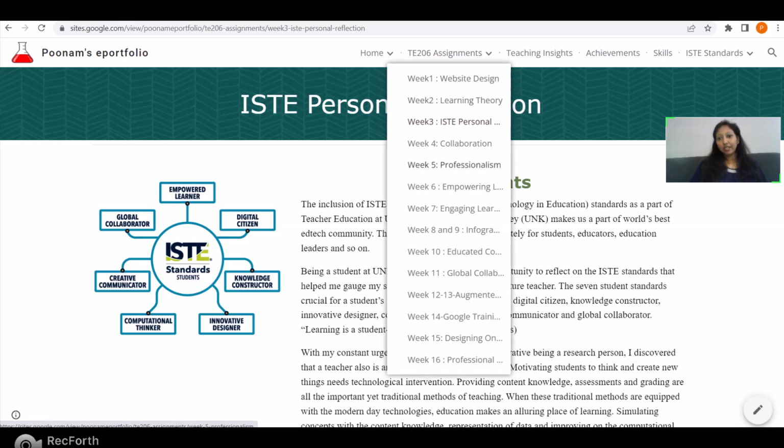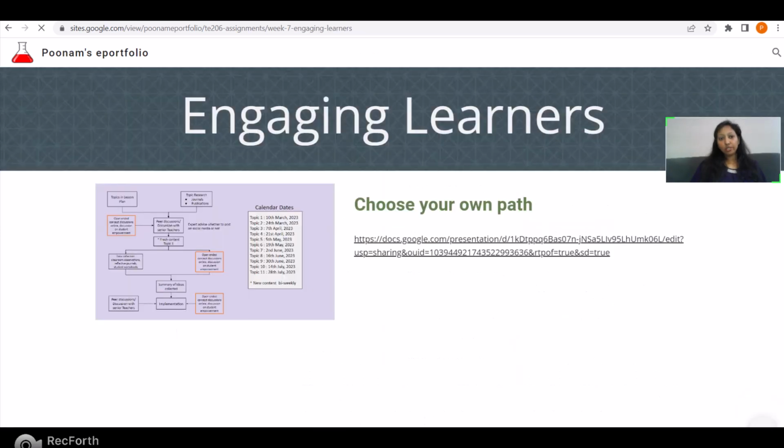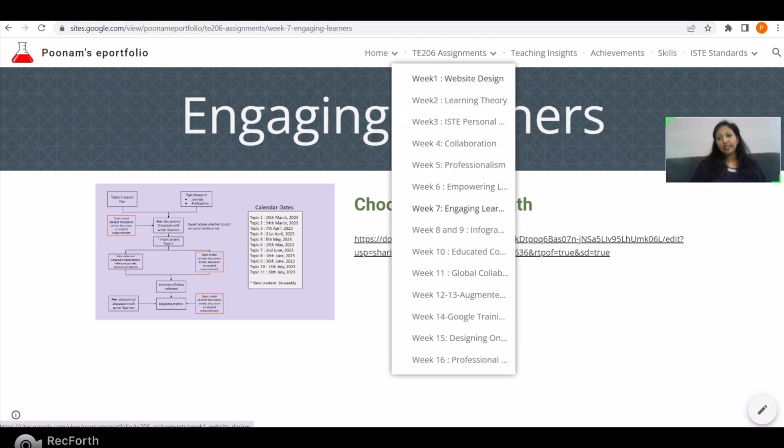Then the next important thing that I really liked here was engaging learners, wherein we created a flowchart for a 6 months period of time to understand what a teacher actually does on a real-time basis, so that she or he plans in advance for the students.